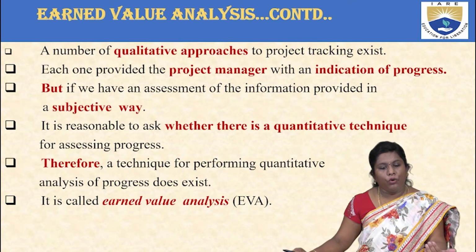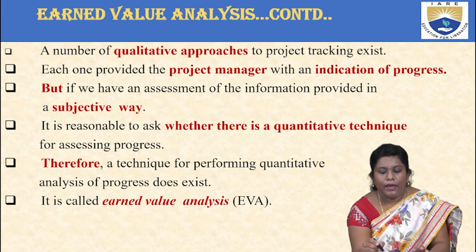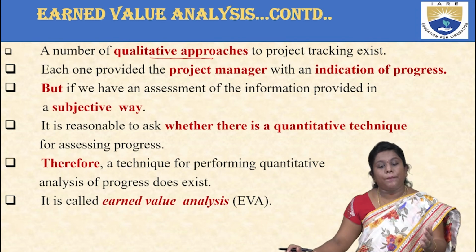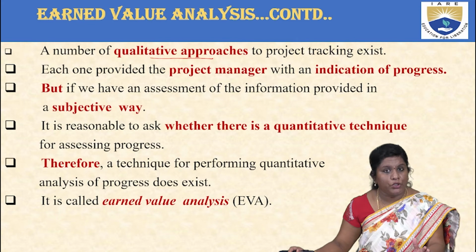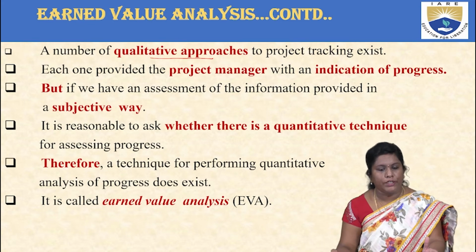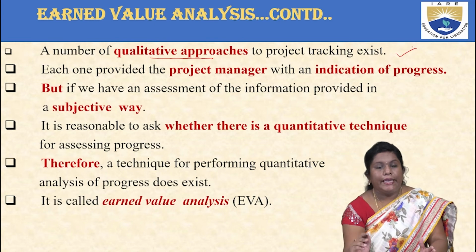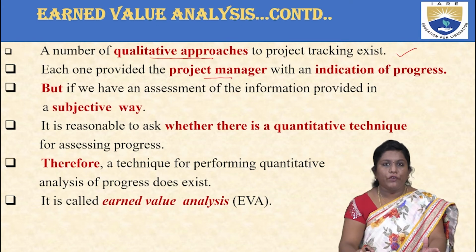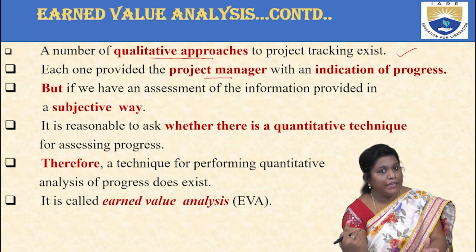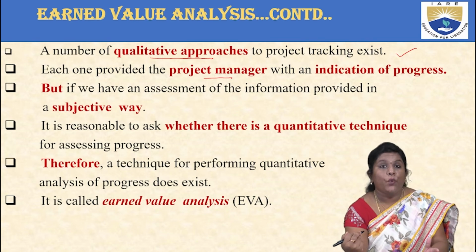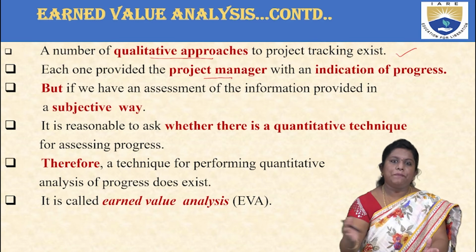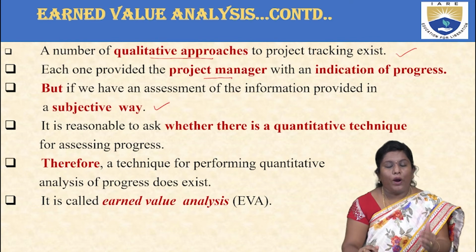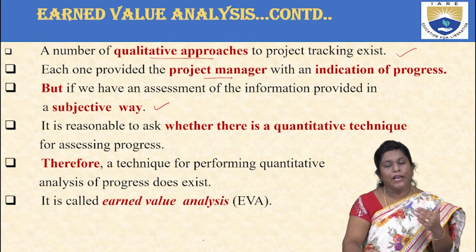So to elaborate that in a better way, you can say that a number of qualitative approaches to project tracking exist. Meaning, if you are trying to track a particular project, what are your qualitative approaches? Meaning, whether you have reached your milestone or not is the first point. Next, each one provided by the project manager is trying to indicate the progress. In our initial slides we have discussed the objectives of the project manager. So whatever he has stated also keeps a check on how your work is progressing.